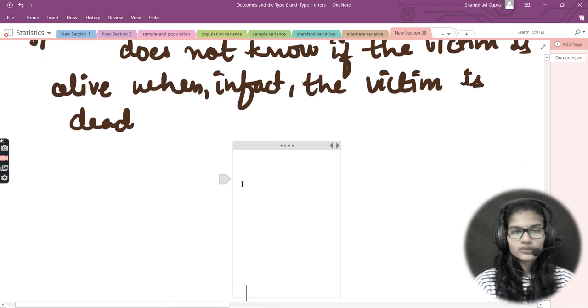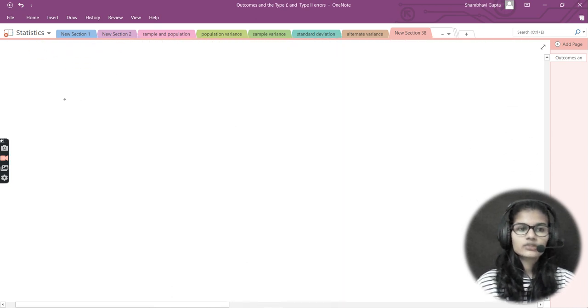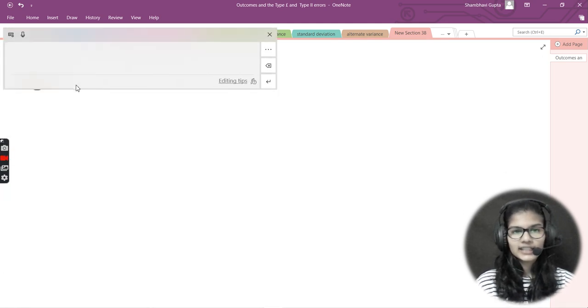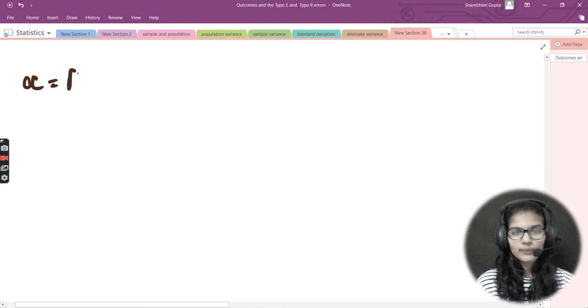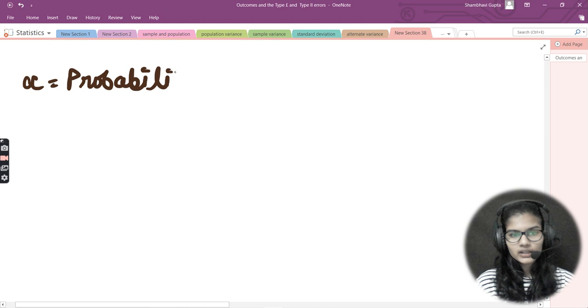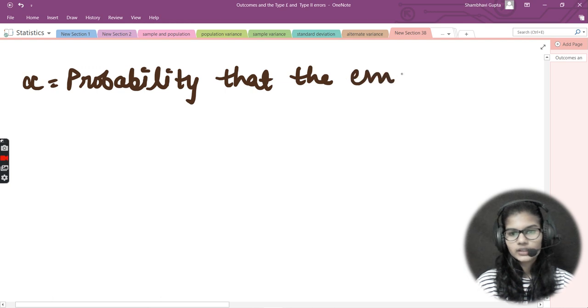Okay, now next to this, we just need to write out the alpha and the beta as well, right? We just write out the alpha. So alpha is basically my probability, the probability of my type 1 error. Okay, probability of my type 1 error.